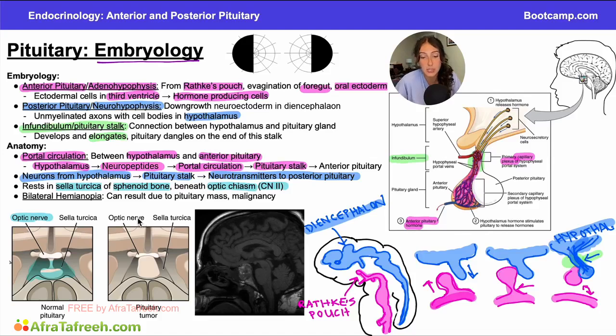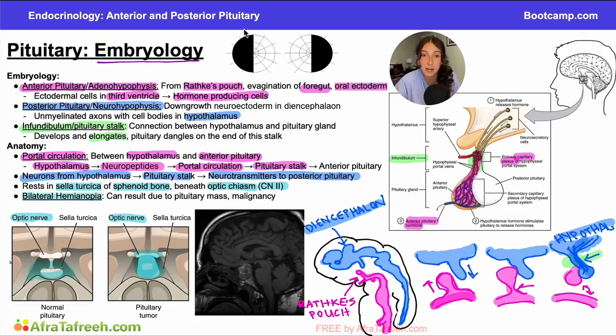And because our pituitary sits right beneath the optic chiasm, if it gets too big, like in your image on the right, it can push and squish on your optic nerve. And when it pushes and squishes on your optic nerve directly at the optic chiasm, that is going to create a specific visual deficit called bilateral hemianopia.